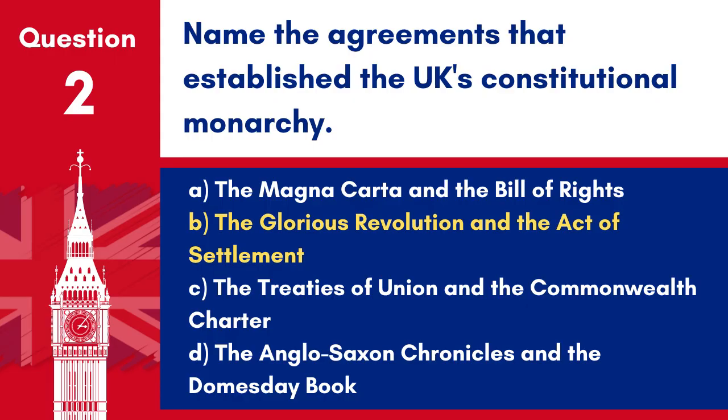Answer. B. The Glorious Revolution and the Act of Settlement. These agreements helped lay the foundation for the UK's constitutional monarchy by outlining the rights of Parliament and limits on the powers of the Crown.